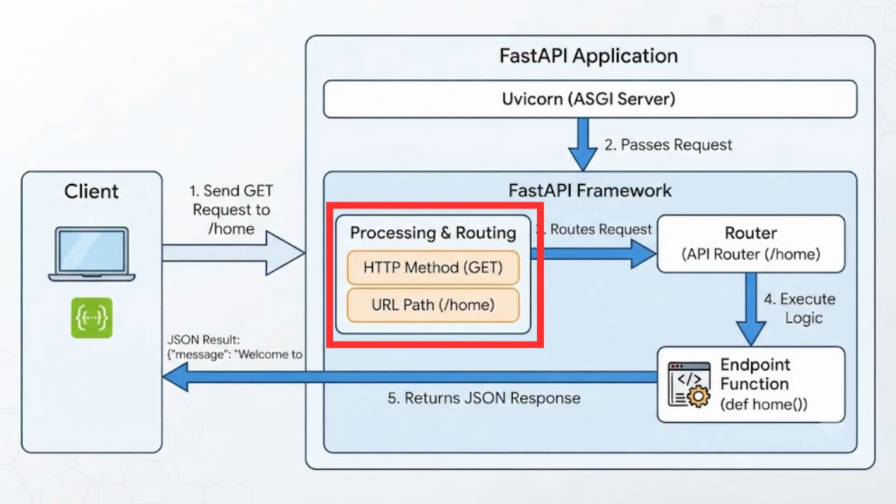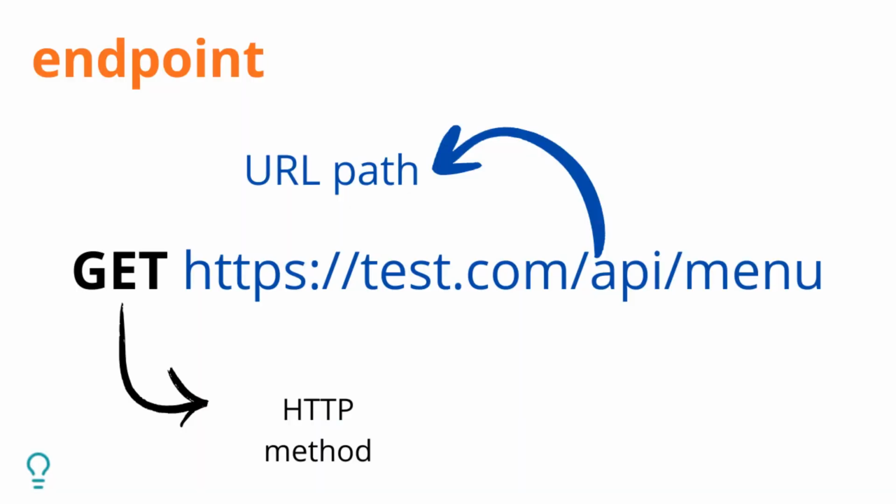Once FastAPI receives the request, it first examines two pieces of information, the HTTP method and the URL path. For example, if the client sends a GET request to /home, FastAPI identifies the method as GET and the path as /home. The combination of an HTTP method and a URL path is called an endpoint. For example, GET /api/menu. Before FastAPI can execute any code, it needs to identify which endpoint the client is requesting.